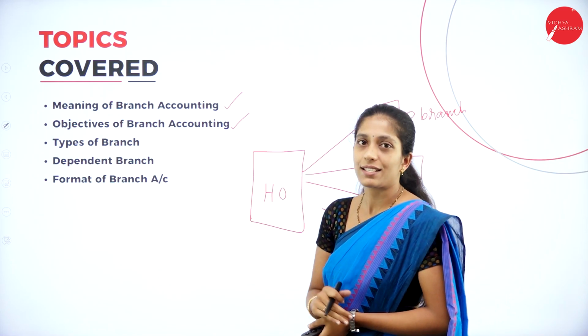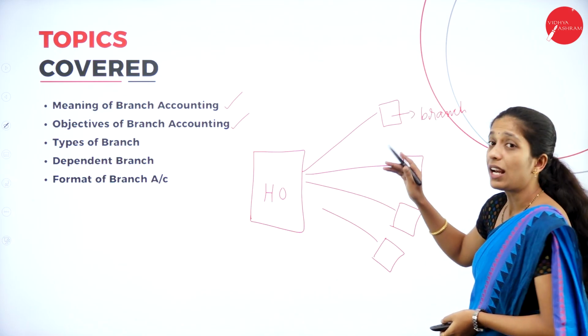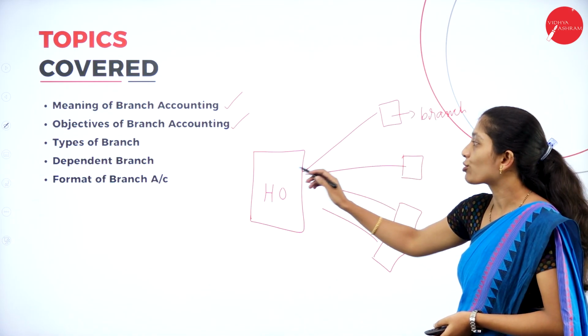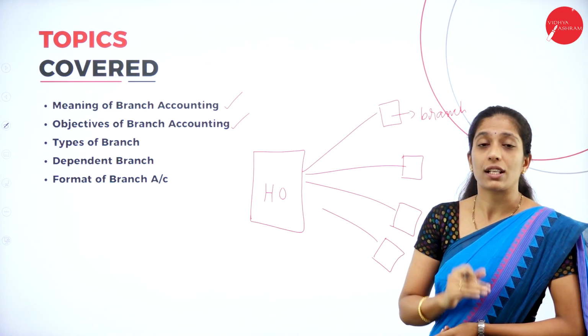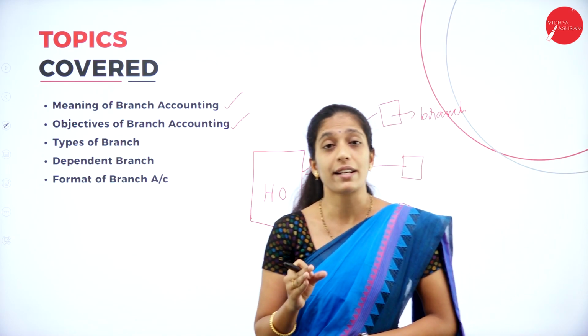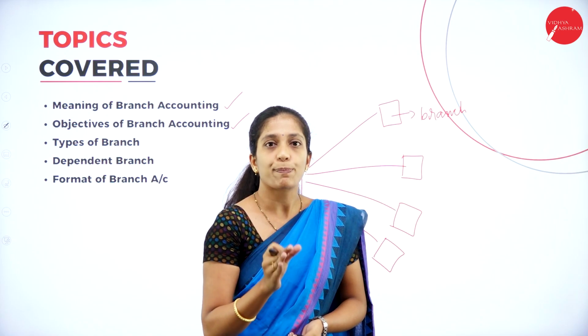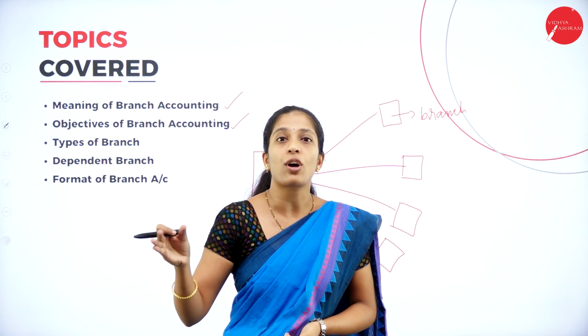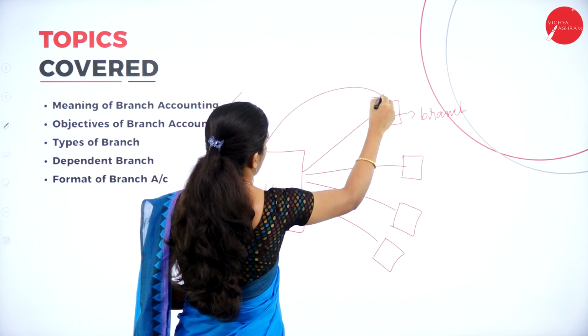So we have already discussed this in a previous session. Now in this unit we are going to prepare branch account in the books of head office. How are we going to prepare branch account in the books of head office? Particularly, we are going to study about dependent branch. Here each and every expense of branch is dependent on head office. So the head office will provide all the expenses for the branch.